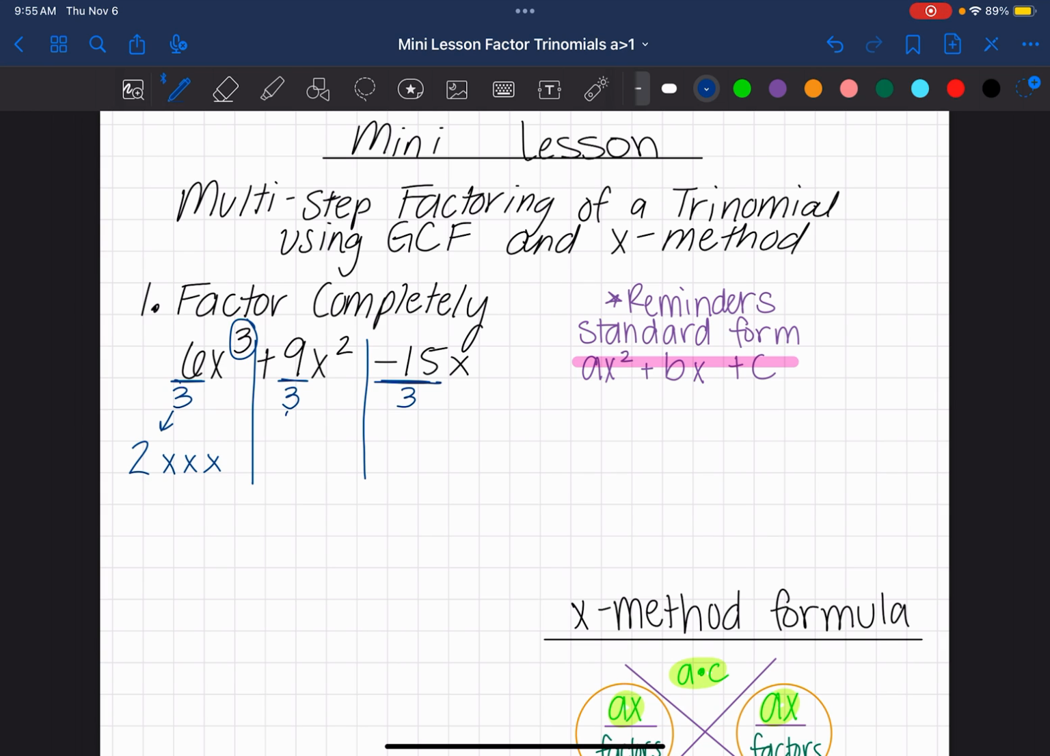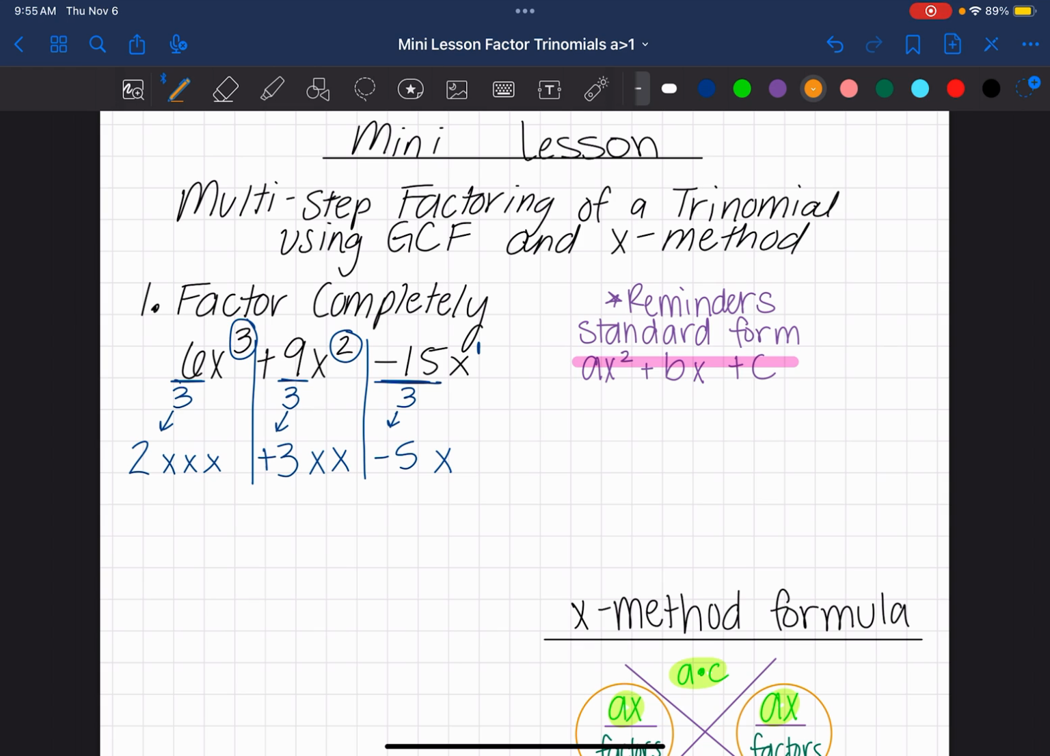Moving on to the next term, we have 9 divided by 3. I'm going to start with that plus sign because it's a positive. And then it's going to be 3. And then x squared tells me to write out 2 x's. Now, last but not least, we have negative 15 divided by 3. That is going to result in a negative 5. And then this x has the invisible exponent of 1, which means we are going to just write out 1 x.